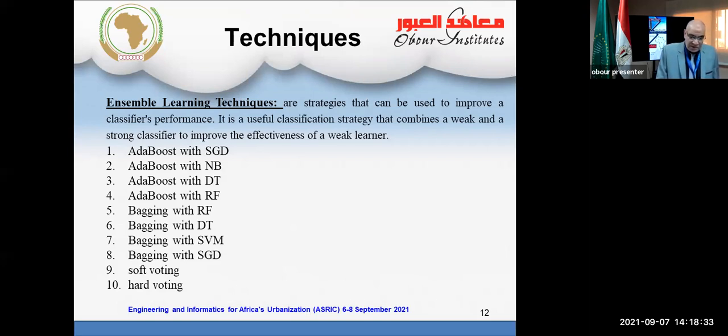AdaBoost with stochastic gradient descent, AdaBoost with naive Bayes, AdaBoost with decision tree, AdaBoost with random forest, bagging with random forest, bagging with decision tree, bagging with support vector machine, bagging with stochastic gradient descent, soft voting and hard voting.